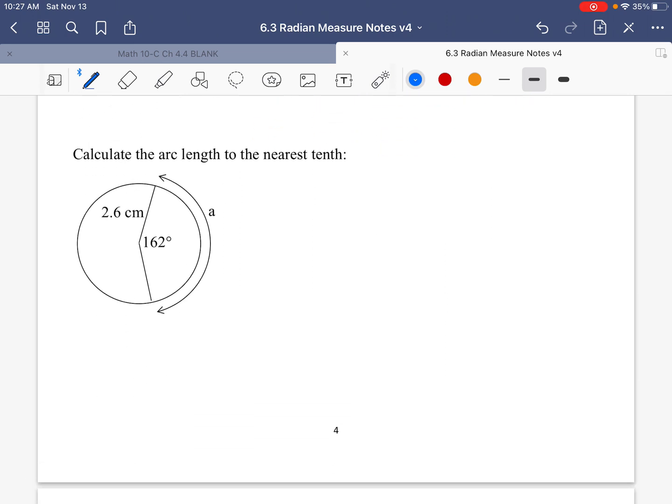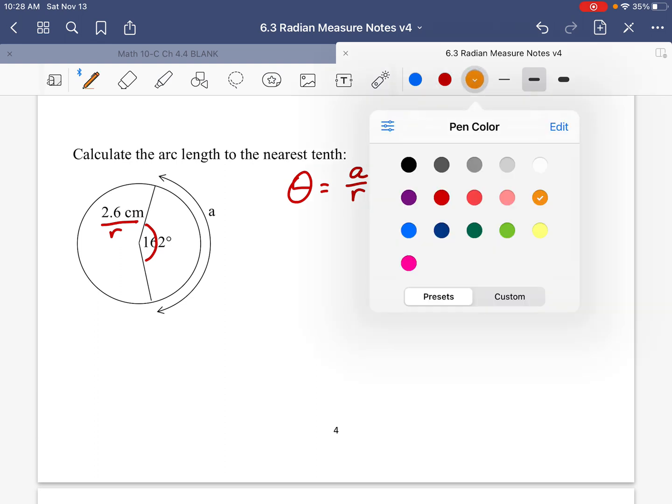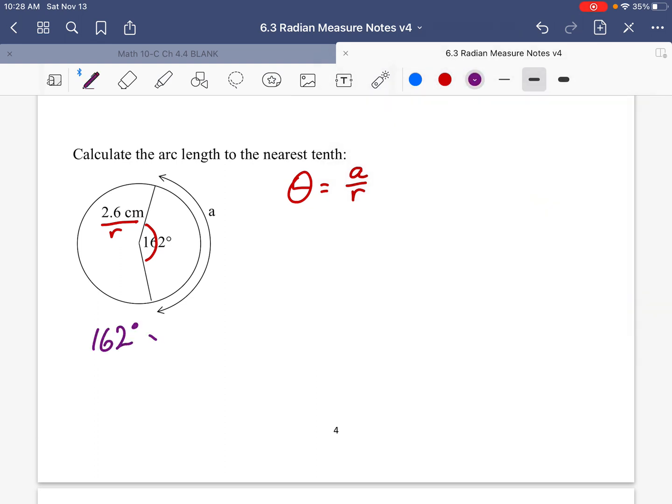Now, a standard trig question is calculate the arc length to the nearest tenth. Okay, so theta equals A over r. Solve this for A. We need the radius r, and we need the angle in radians. So right off the bat, we're being sneaky here. 162 degrees times pi divided by 180 is how many radians? You have to convert to radians.